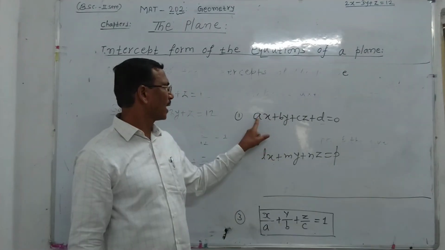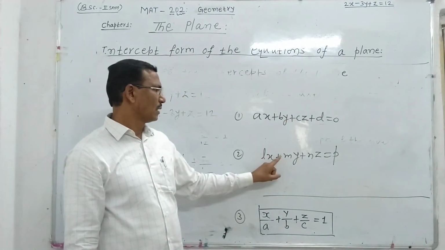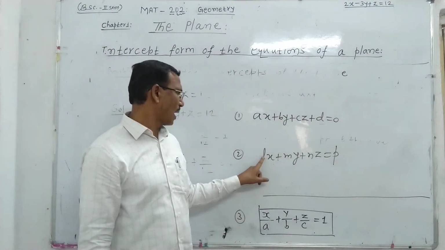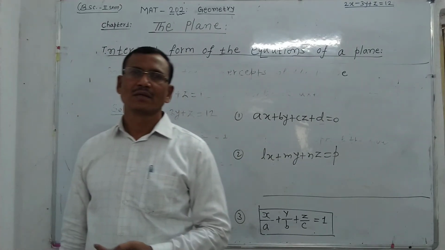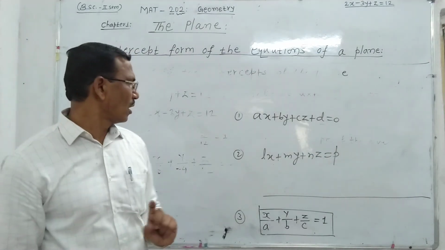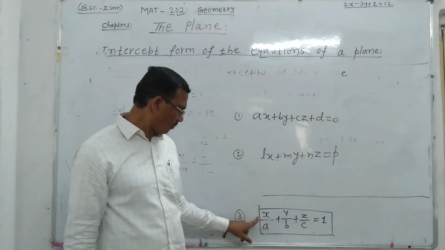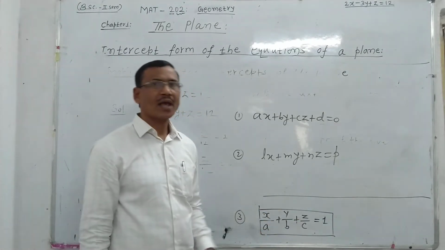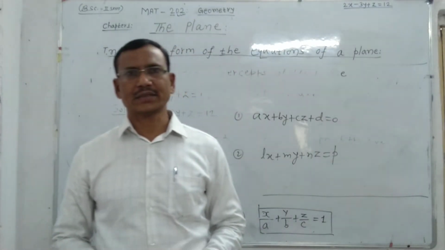In general form, A, B, C are the direction ratios of the normal to the plane. In normal form, l, m, n are the direction cosines of the normal to the plane, and in intercept form, these a, b, c are the intercepts made by the plane on the coordinate axes.